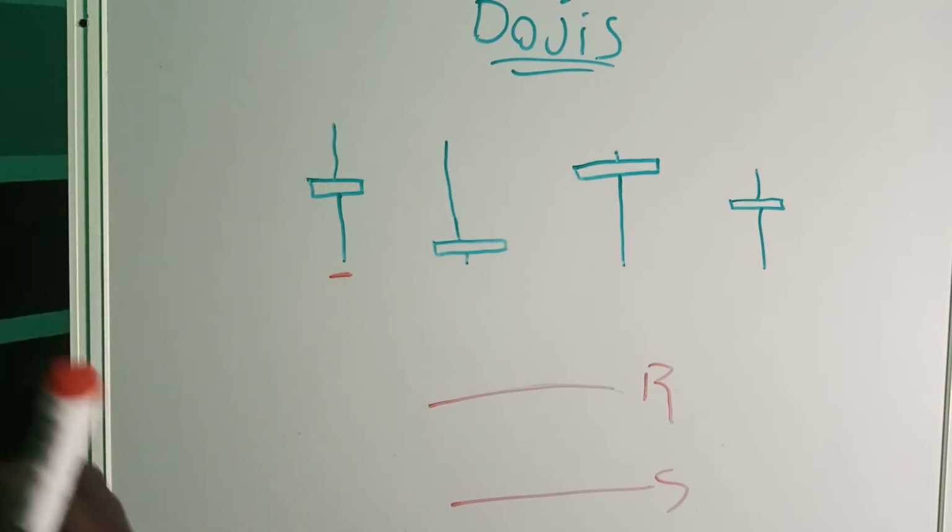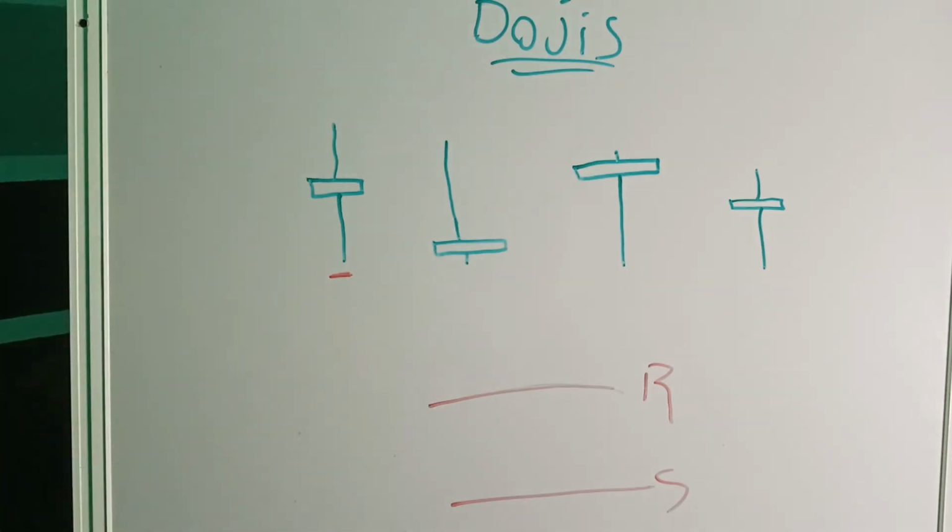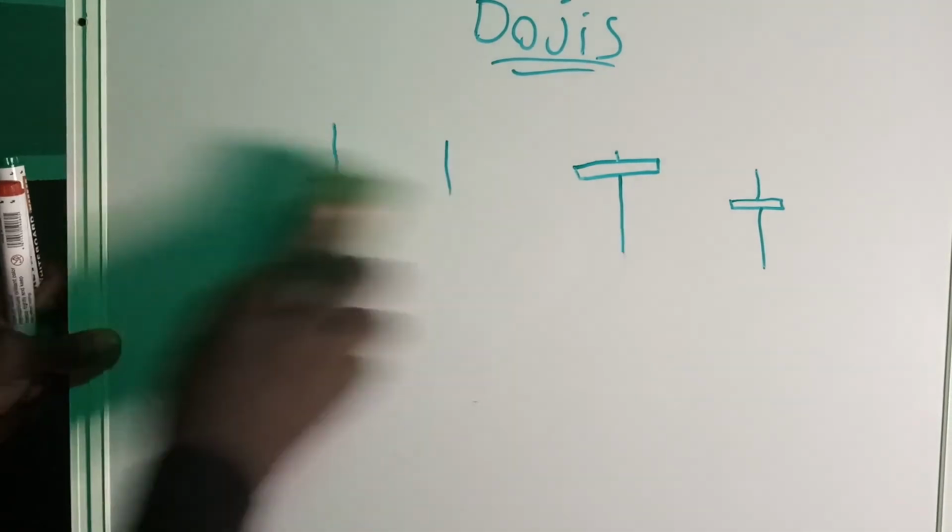All you have to do is to be patient to see whether price will continue going up, then you trade with the trend, or price will reverse. Now let me clean this so that we'll look at the next candlestick. So the next candlestick we'll look at is the engulfing candlestick, the bullish and bearish engulfing. Okay, let's first look at the bullish engulfing.